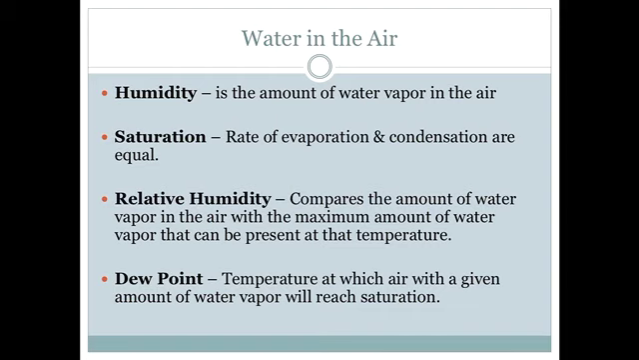Relative humidity compares the amount of water vapor in the air with the maximum amount of water vapor that can be present at that temperature. So this is comparing how much actual water vapor is in the air versus how much it could possibly hold. Dew point, this is the temperature at which air with a given amount of water vapor will reach saturation.